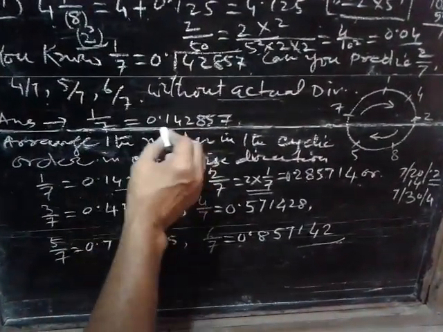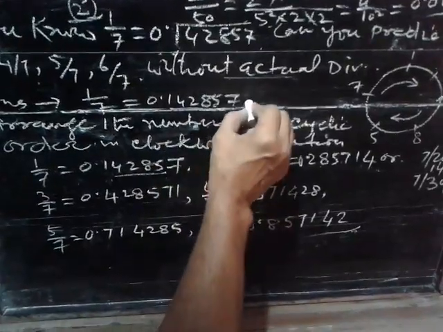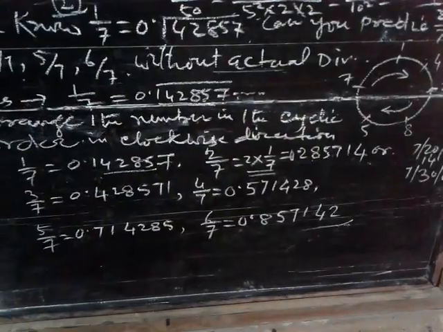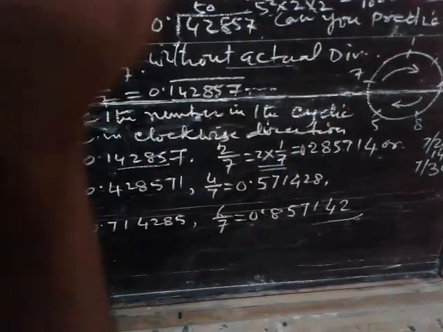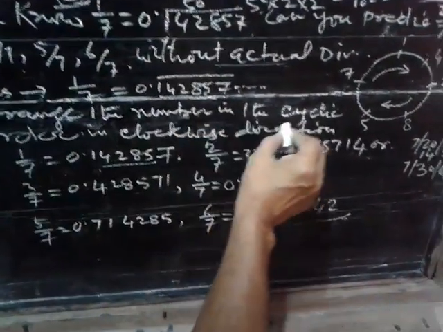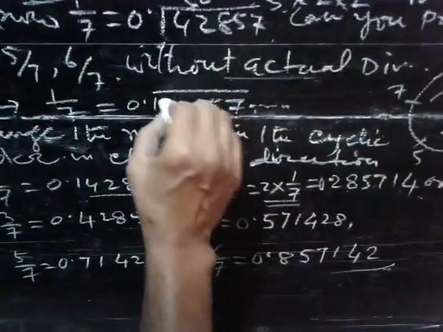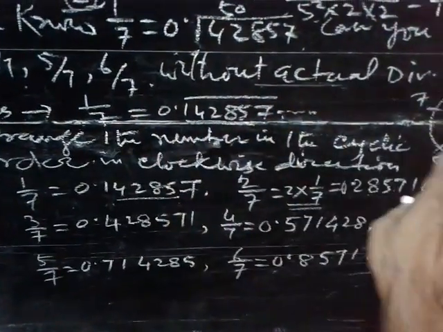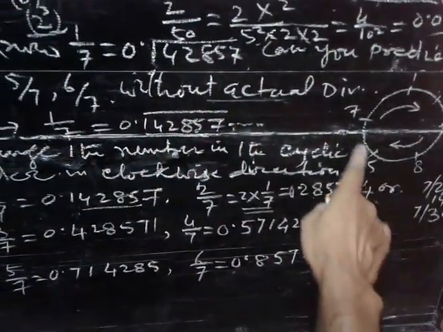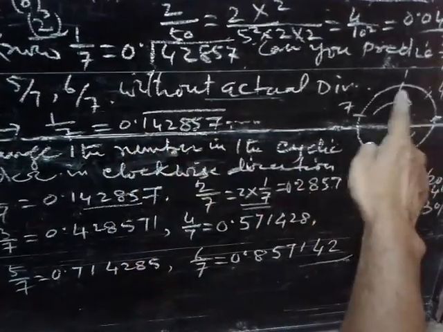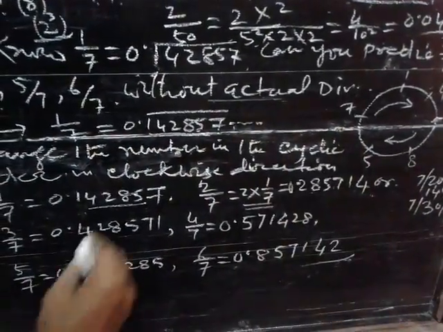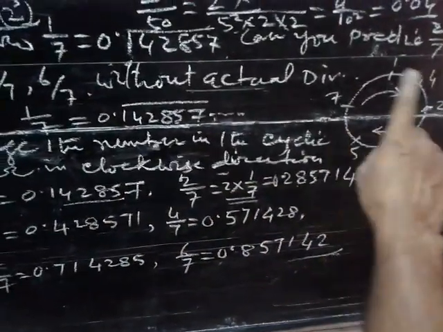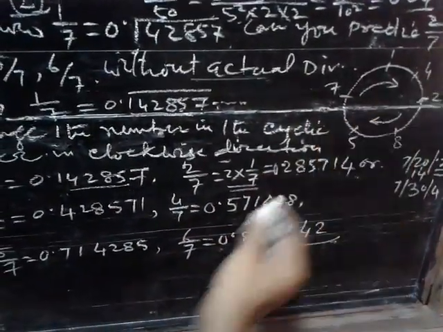Suppose 1 by 7 equals this one. Actually, this is the actual division, and this is a recurring number. Whenever recurring numbers come like this, the digits come once again, in cyclic order. So we put all these numbers in cyclic order: 142857. Now arrange the numbers in cyclic order in clockwise direction. We are thinking in this way.